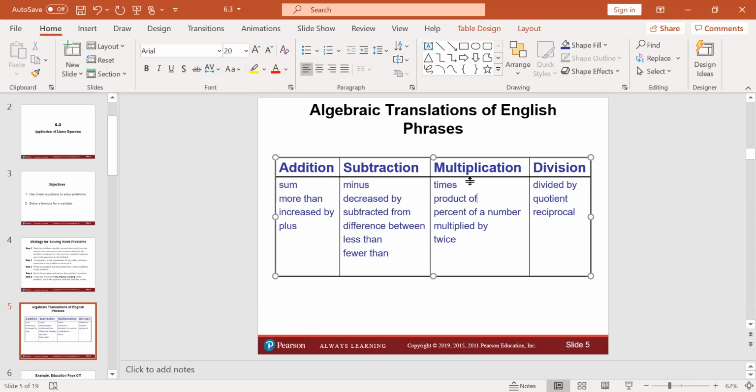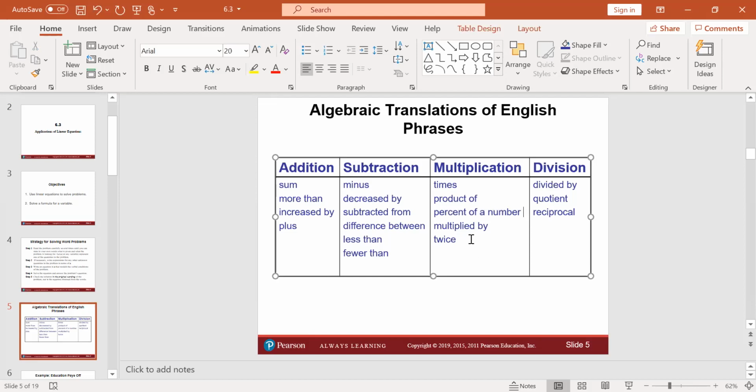Multiplication, of course, times. 3 times 7. The product is the result of multiplication. It's the answer you get. Percent of a number, that's a big one. We will investigate the percent formula a little bit in this course, and then we will expand upon it in Math 1332, especially when we can use calculators. Calculators are going to make our lives easier.